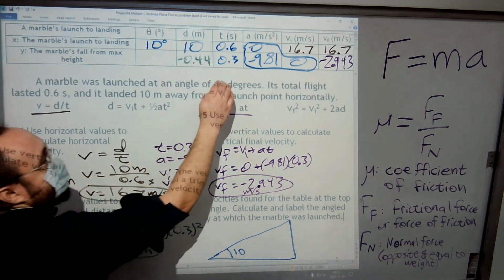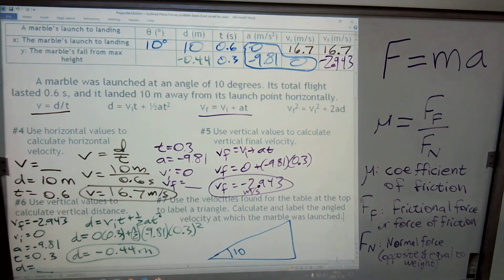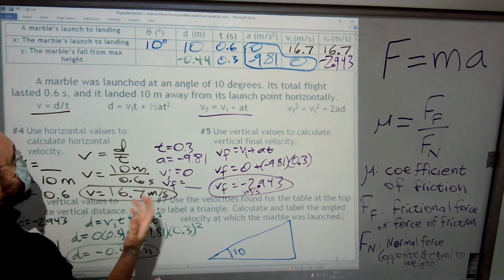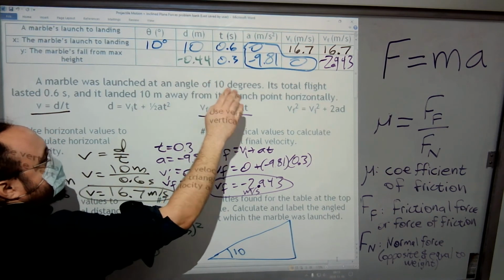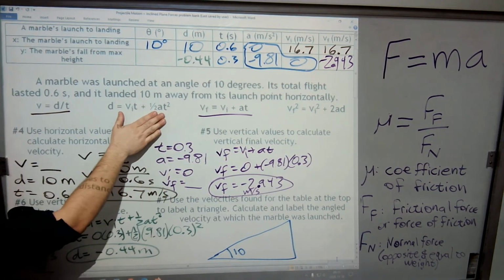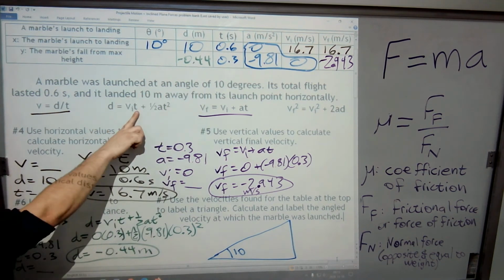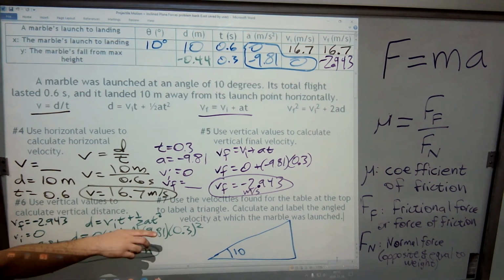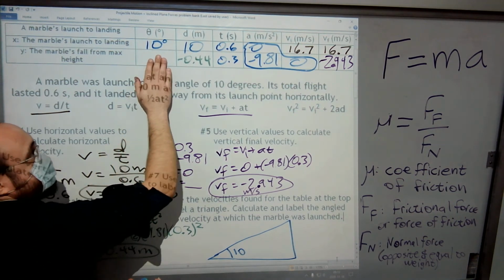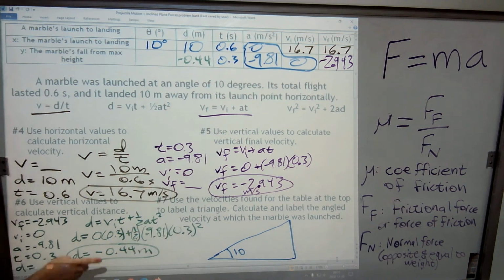Because we know every single other variable, we can pick which formula to use. As long as it's got displacement in it to solve for displacement, we could use this one, which we'd have to divide at the end, or we could use this one. So this is always going to be the best one to use to solve for displacement, because it's just put it in and press enter. And when I did that, remember, I'm using vertical values because I'm solving for a vertical thing. When I plugged those things in, it gave me that negative 0.44, and that's what I put there.